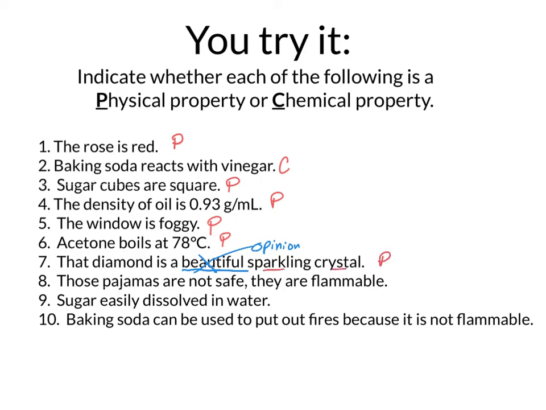Number 8, those pajamas are not safe. They are flammable. The flammability is considered a chemical property. Number 9, sugar easily dissolves in water. That is a physical property because dissolving is physical. And the last one, number 10, baking soda can be used to put out fires because it is not flammable. And again, that one will be a chemical property. The fact that it is not flammable is also a chemical property.